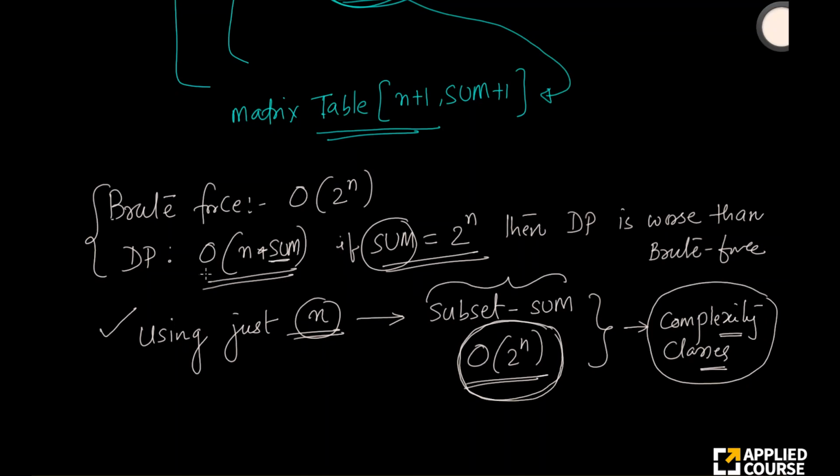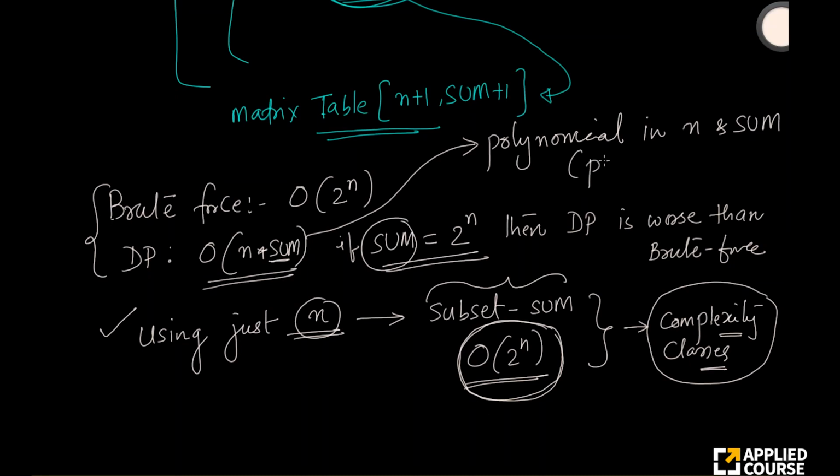So this DP, if you notice, right now is polynomial. It is not polynomial in n; it is polynomial in n and sum. Such algorithms are called pseudo polynomial time complexity algorithms. They are pseudo polynomial because while they seem polynomial, there's a multiplication of two terms.